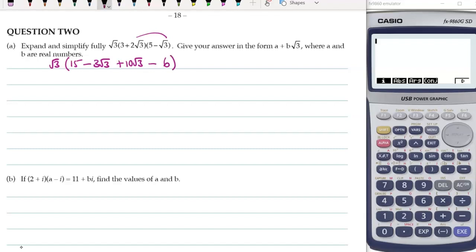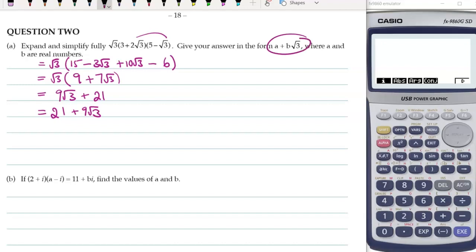Let's tidy that up first. So this is equal to root 3. 15 minus 6 is 9. 10 root 3 minus 3 root 3 is going to be 7 root 3. So we have 9 plus 7 root 3 times root 3. The root 3 times itself will be 3, so that gives me a 21. And if we're going to be pedantic about it, it would be 21 plus 9 root 3, just so it's in that order there.